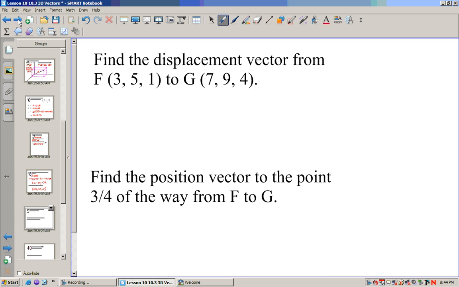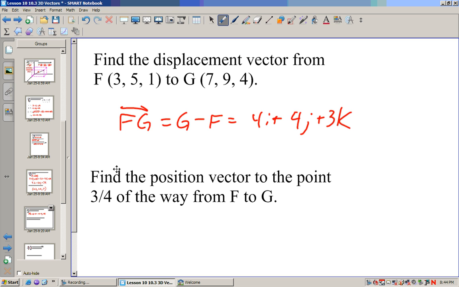Now if we want to find the displacement vector from F to G, that's the vector FG. We take G, where it ends up, minus where it starts. So that would be 7 minus 3, which would be 4i. 9 minus 5, which would be plus 4j. 4 minus 1 would be 3k.